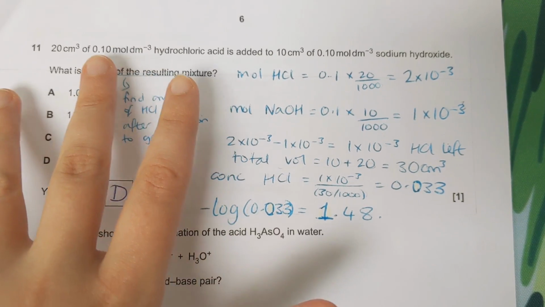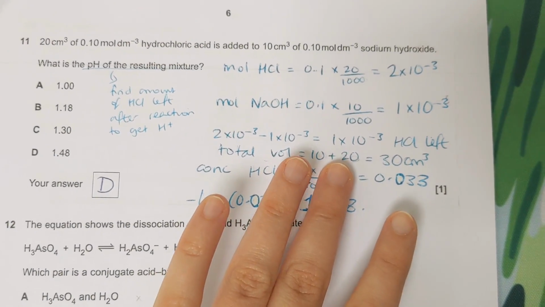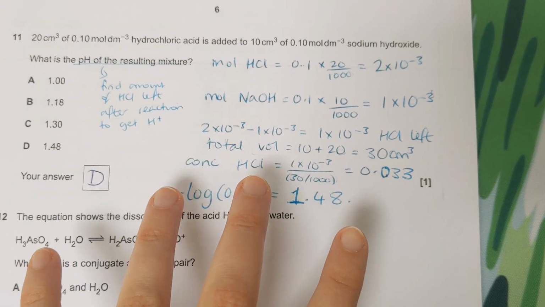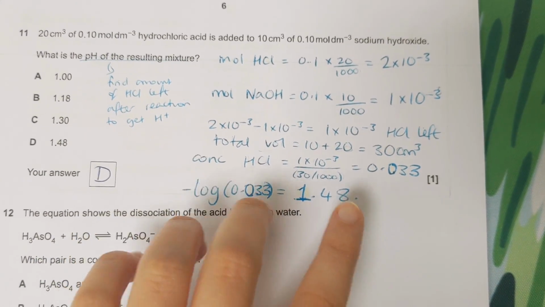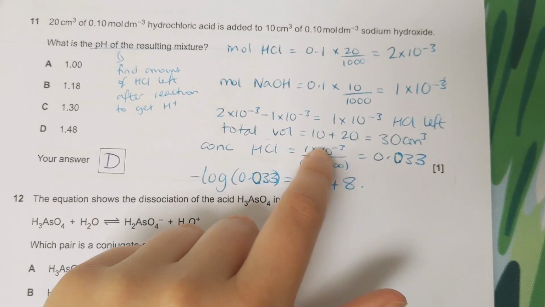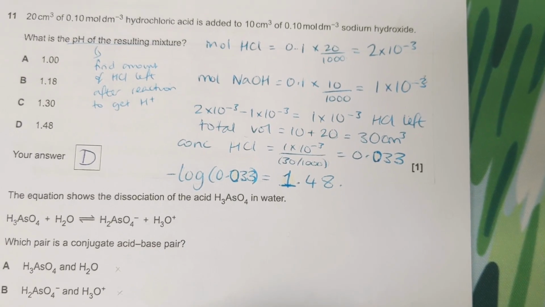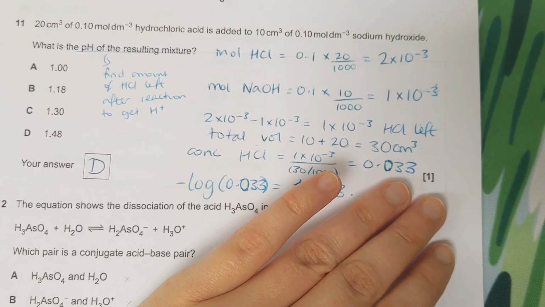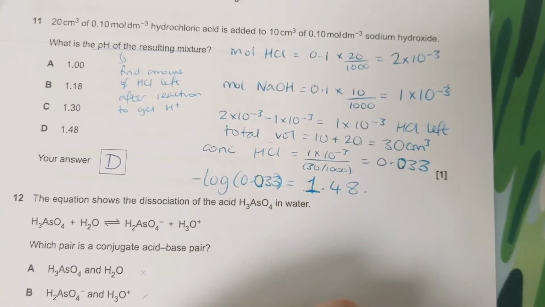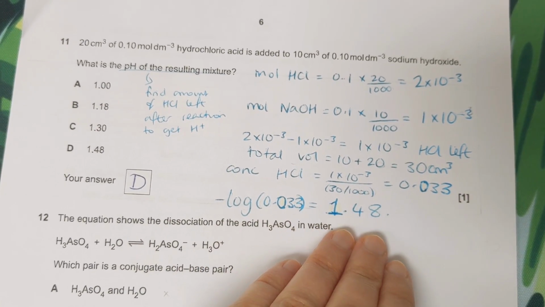Next we're going to use the total volume, so 20 plus 10, 30 centimeters cubed, and work out the concentration of HCl, that's the remaining acid after reaction, in the new total volume. And we come out with 0.033. That's our hydrogen ion concentration. And then to get pH, we can minus log this value to get 1.48.